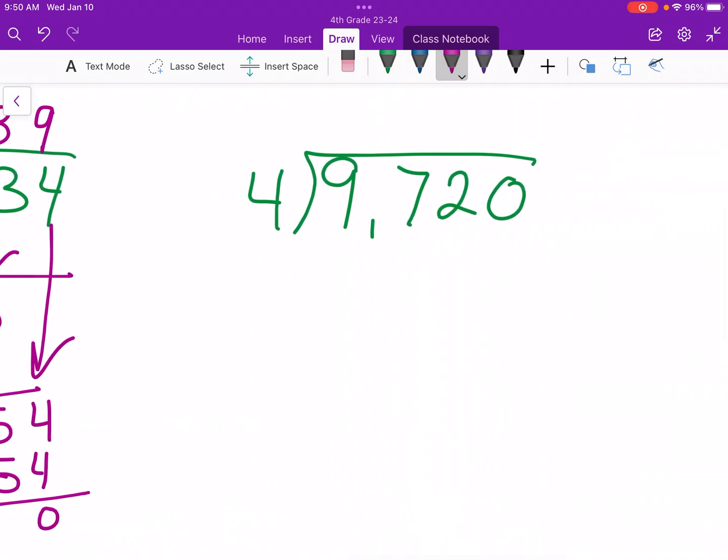Our last division problem, 9,720 divided by 4. Give you a second to pause. Okay, first step. 9 divided by 4 is 2. 2 times 4 is 8. Subtract 9 minus 8 and get 1. 1 is smaller than 4. Look to see if we have a number to bring down. We do. Bring down our 7.